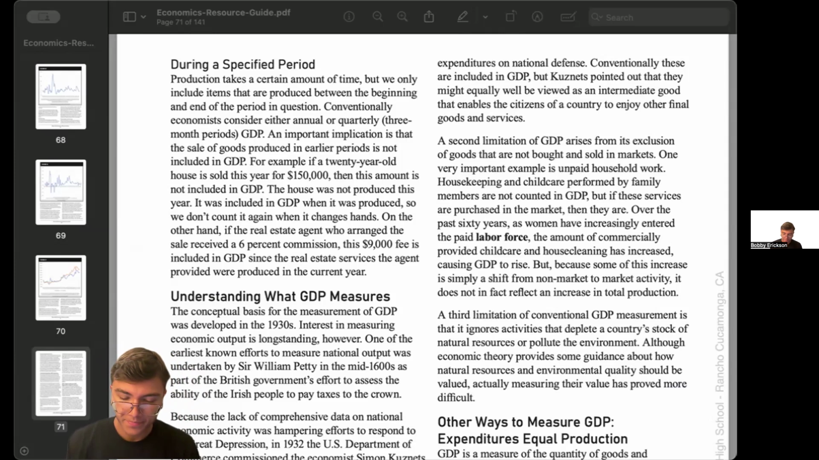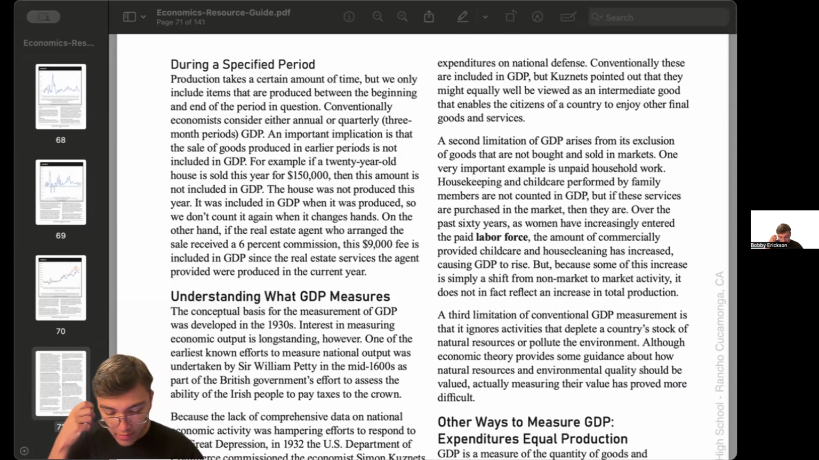Then there's also the limitation that it excludes goods that are not bought and sold in markets, for example, unpaid household work. In the house, there are typically people who do housekeeping or childcare that isn't counted toward GDP. But if in the market they are purchased, then they are included. This makes a bit of an underestimate in GDP. An example of how this has changed GDP is that a lot more women over the past 60 years have entered the paid labor force, and so more commercially available childcare and house cleaning has increased, and this has caused GDP to rise because more people are in the formal market of childcare and house cleaning.